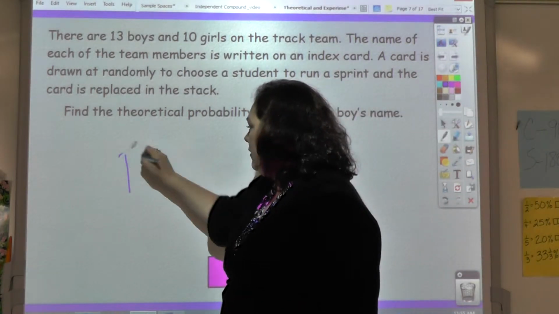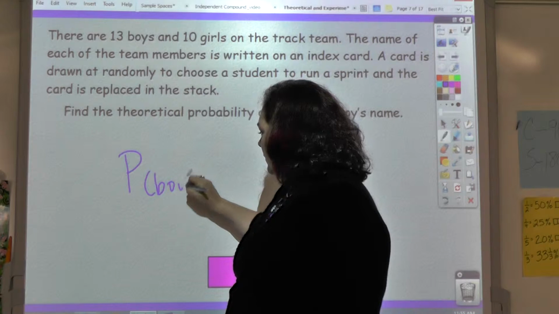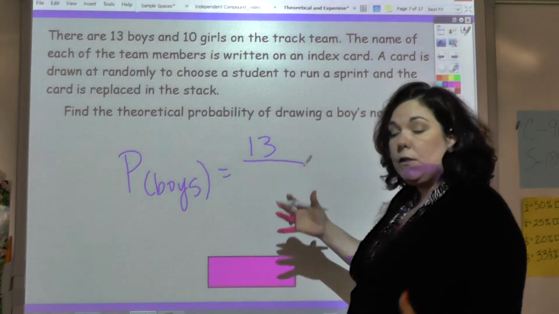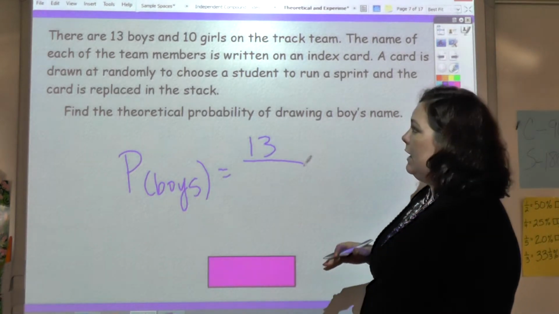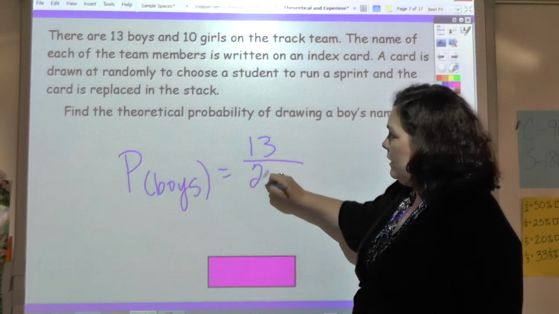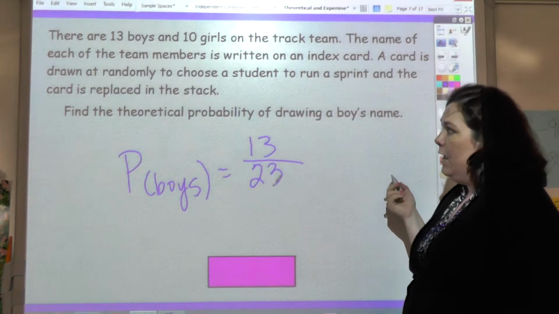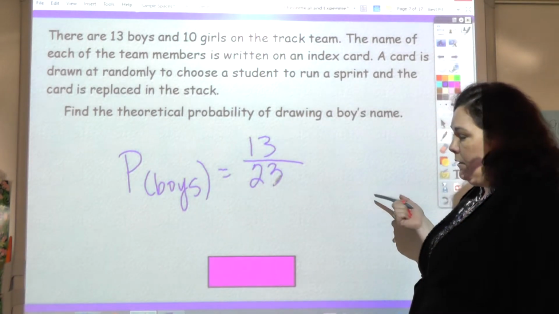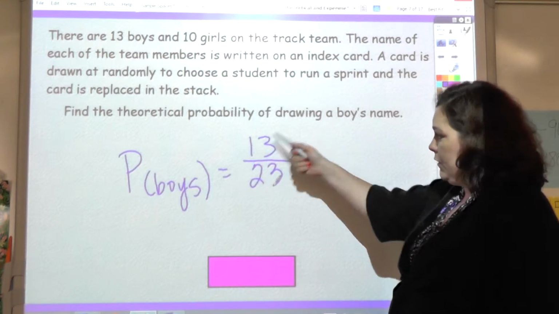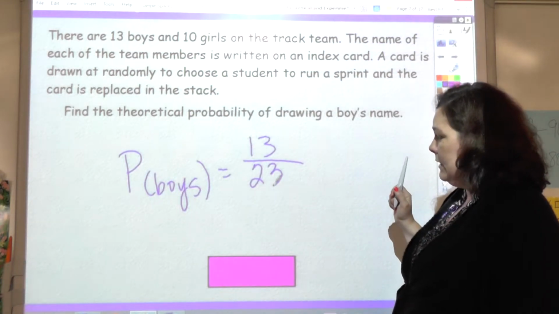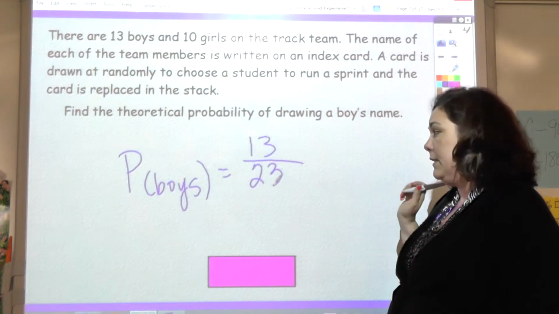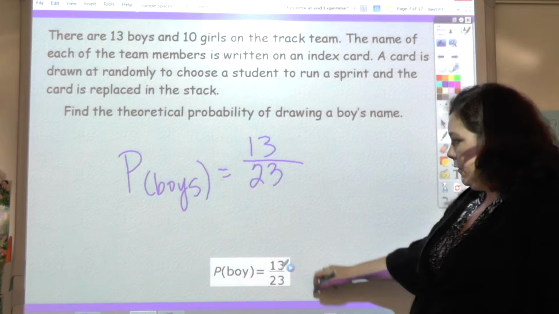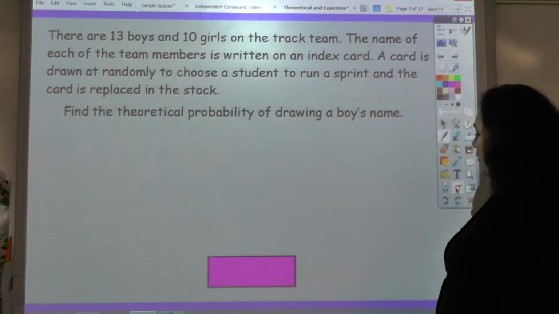So the probability of a boy's name, and how many boys? There's 13 out of the total, because they're all combined, they're all in that together. So that's 23. This is boys and girls. We don't have to write it as a fraction, decimal, and percent, just as a fraction, because one, this doesn't convert easily, and two, it doesn't ask for it. So 13/23, probability of boy.